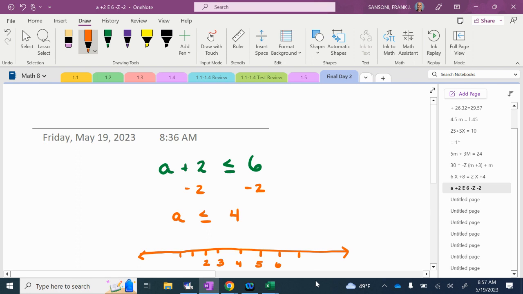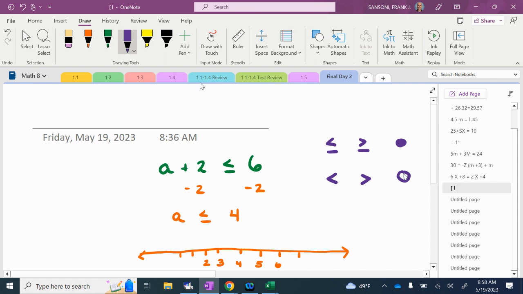So now we have to graph it. It says A is less than or equal to 4. So I would almost suggest this. If you see this or this, you're going to put a closed circle. Give yourself a little bit of a hint. So use this as a chart. If you see this symbol or this symbol, it's an open circle. And I'll explain what that means in just a second.